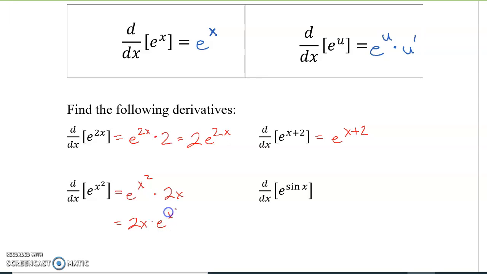So we can write it either way. I kind of like it better this way, keeping the exponential term at the end. And then lastly, there's really no trick here. You're just going to take e raised to the sine of x. That's this part right here, and then don't forget the chain rule. Derivative of sine of x would be cosine of x. And that's it.